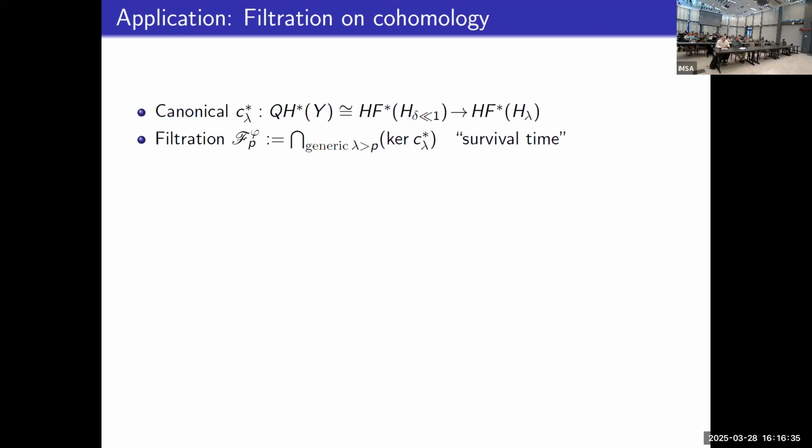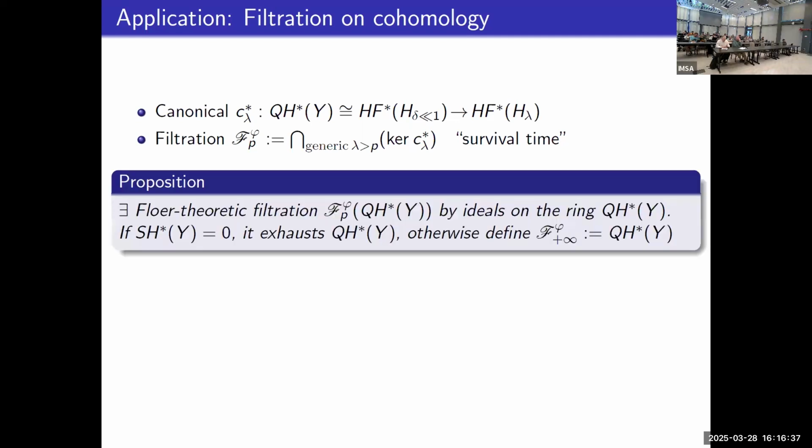So when does my class die in the direct limit? Okay, so this is just repeating what I said. You construct it, and you get this Floer-theory filtration by ideals on the quantum homology. The reason these are ideals is because one can construct a diagram between the quantum product here and the pair-of-pants product, and from this diagram you see that this kernel preserves the ideal.